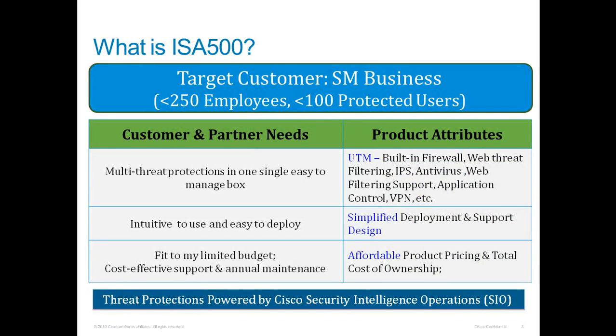What is ISA500? ISA500 is the integrated security appliance designed for the small, medium businesses, for the employer less than 250 employees. It is a multi-threat protection in one single box. And it is easy to manage, to provision, and to deploy. And it is powered by the Cisco Security Intelligence Operation.